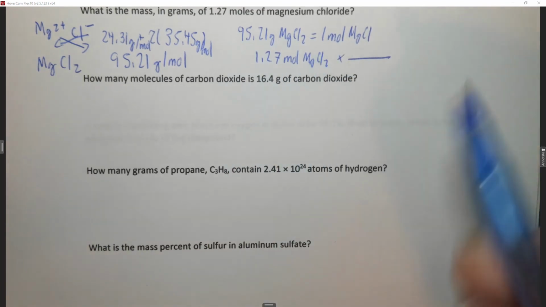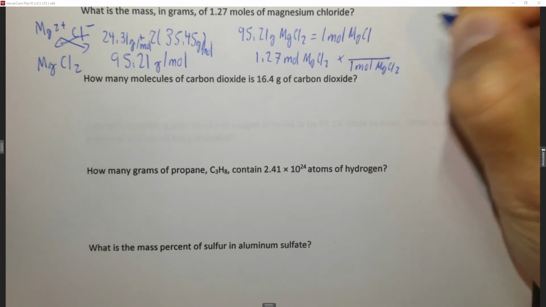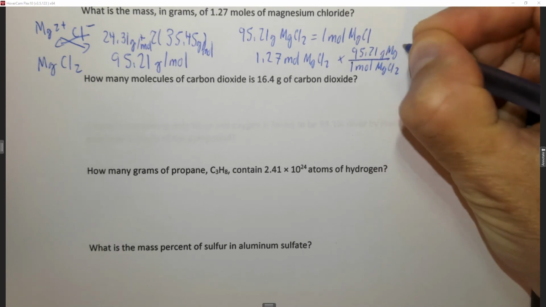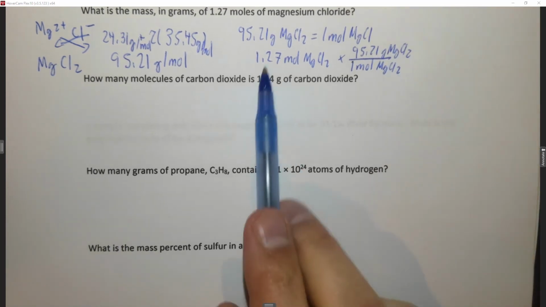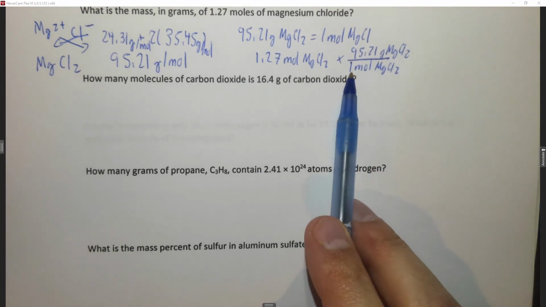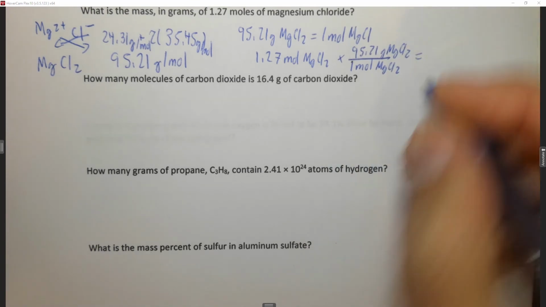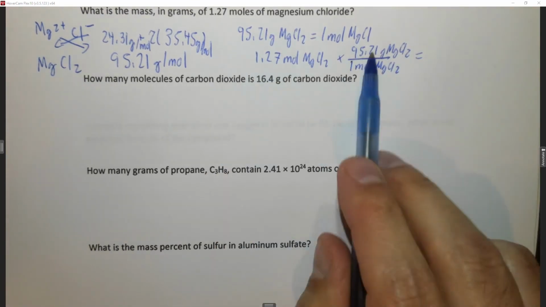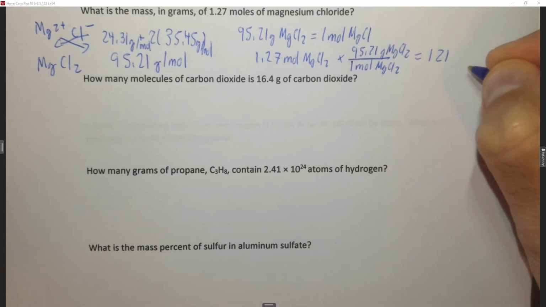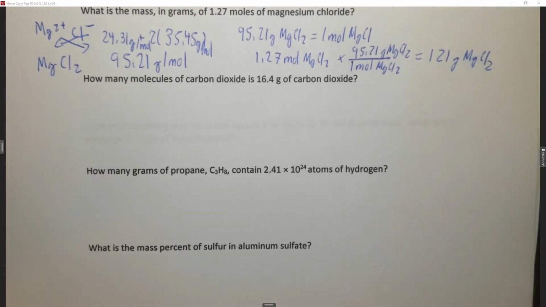Well, we have moles and we want to cancel it out. So we put the 1 mole of MgCl2 on the bottom and the 95.21 grams of MgCl2 on the top. So essentially 1.27 times 95.21 and then divide by 1, which obviously you don't need to do because that's going to be the same number because it's just a 1. And when you do that math and you round to 3 significant figures, because this has 3 and this has 4, so therefore 3 significant figures, it's 121 grams of MgCl2, like so.